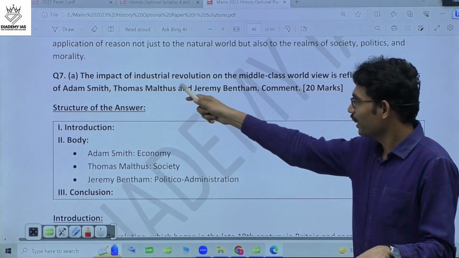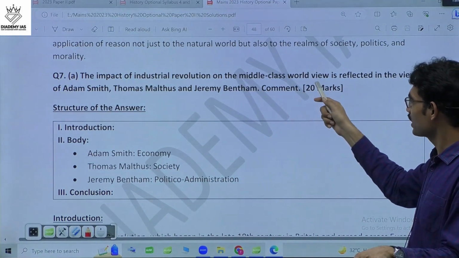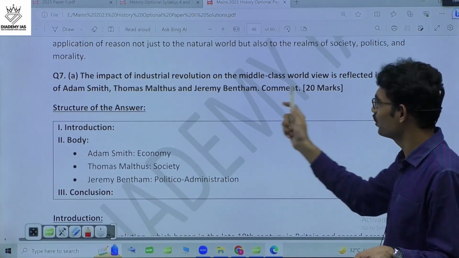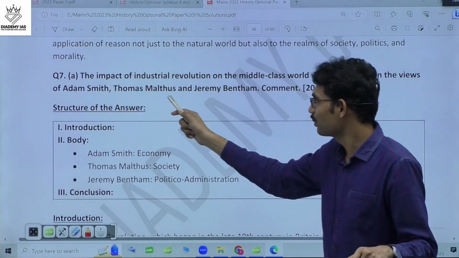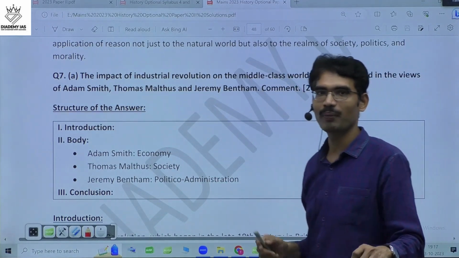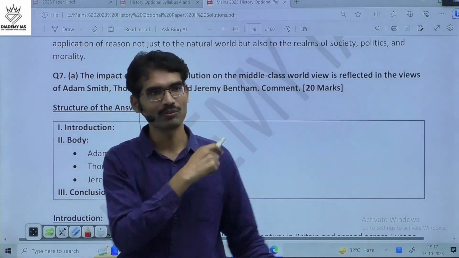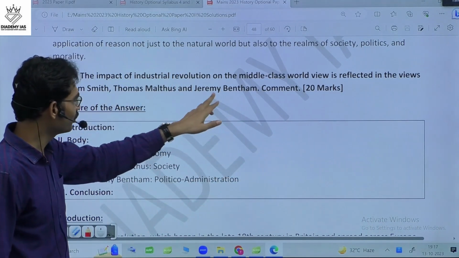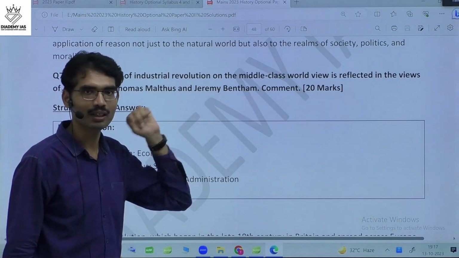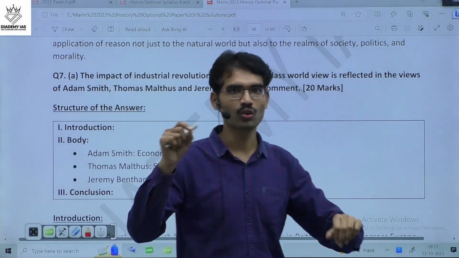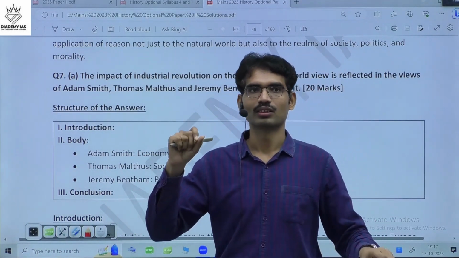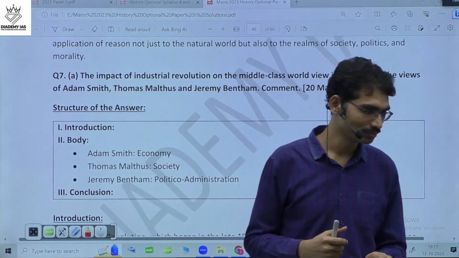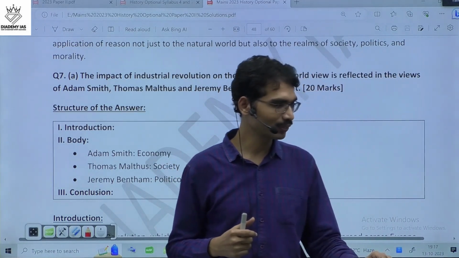7a. The impact of industrial revolution on the middle class world view is reflected in the views of Adam Smith, Thomas Malthus and Jeremy Bentham. In India also these people will come. In case of Indian British policies, they were influenced by Jeremy Bentham. If you remember, there was a quote given by William Bentinck. Focus on social aspect with humanism.